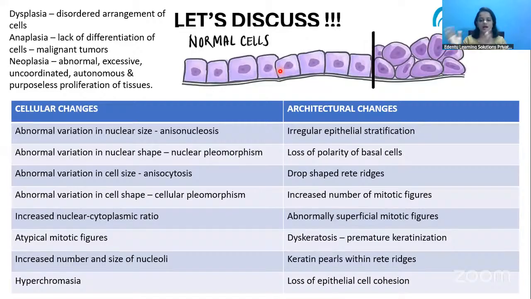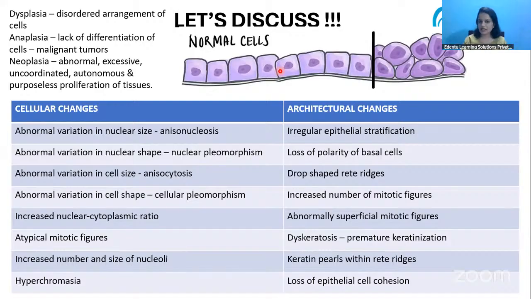Now if you look at the architectural changes, that is the tissue as a whole, there will be irregular epithelial stratification. What do you mean by irregular epithelial stratification? First, what is the normal epithelial stratification? Normally in a keratinized epithelium, there is the basal layer at the bottom, then the stratum spinosum, stratum granulosum, then stratum corneum. That is, one layer is arranged above another, like that. That is the normal epithelial stratification.